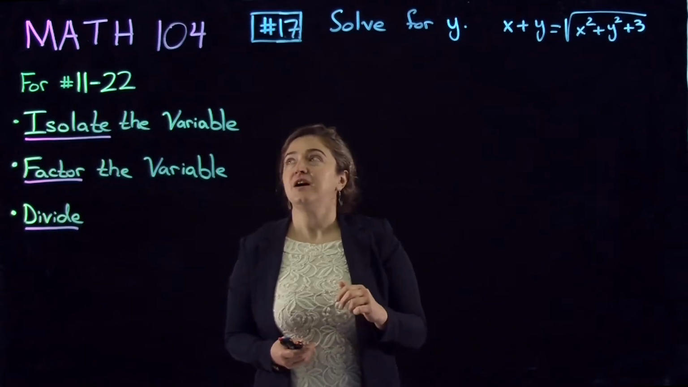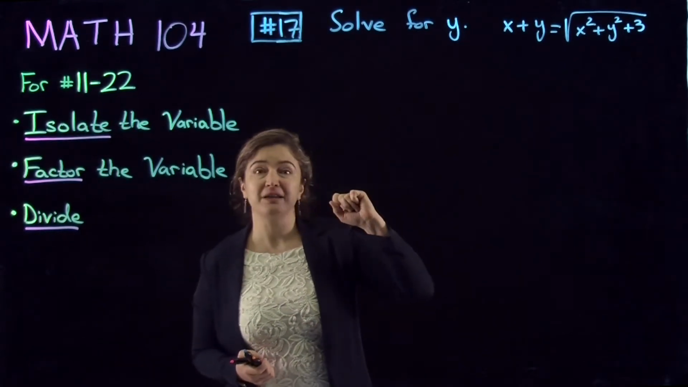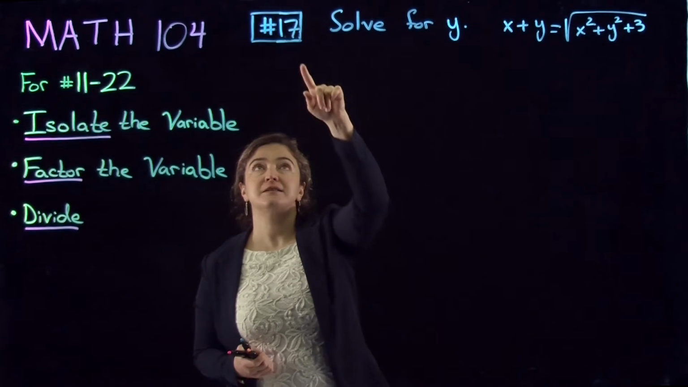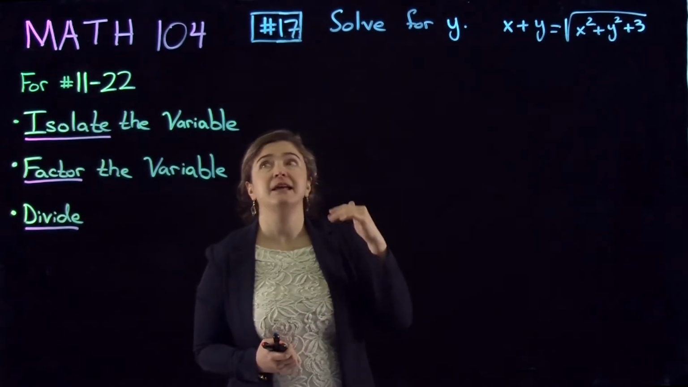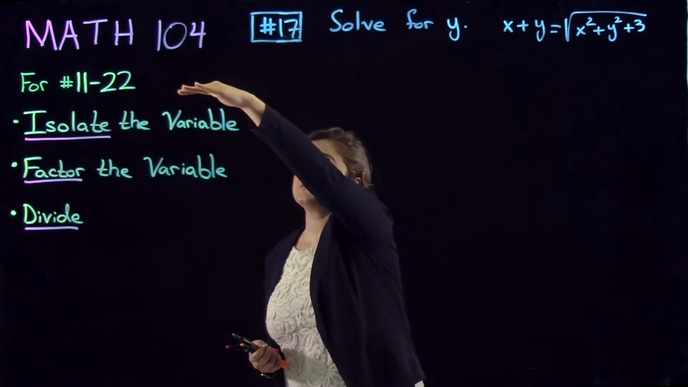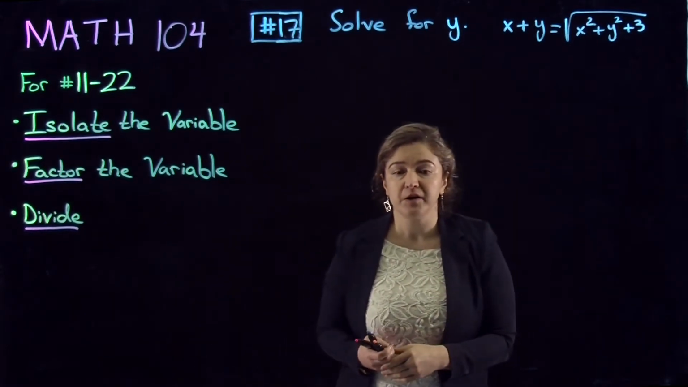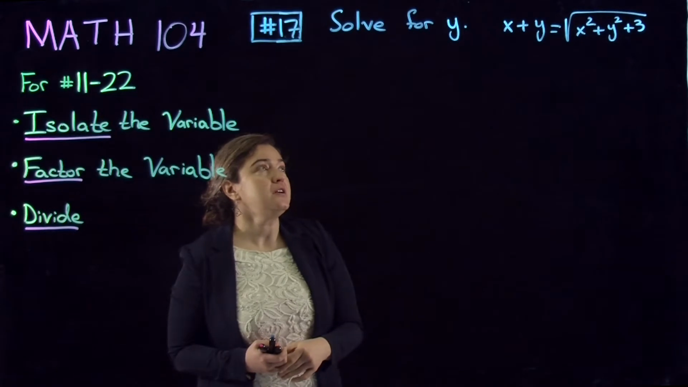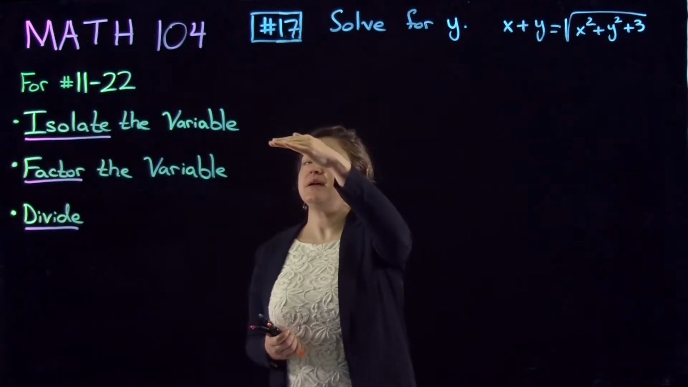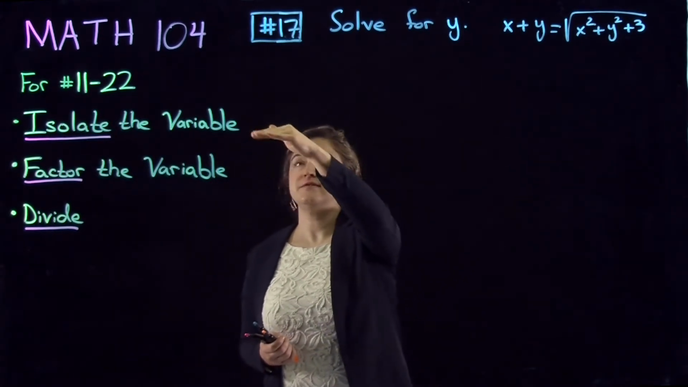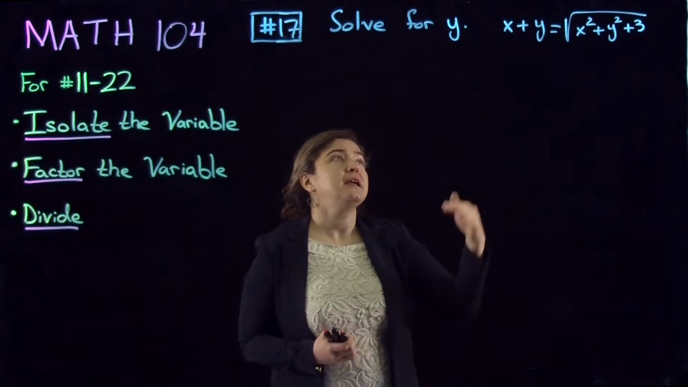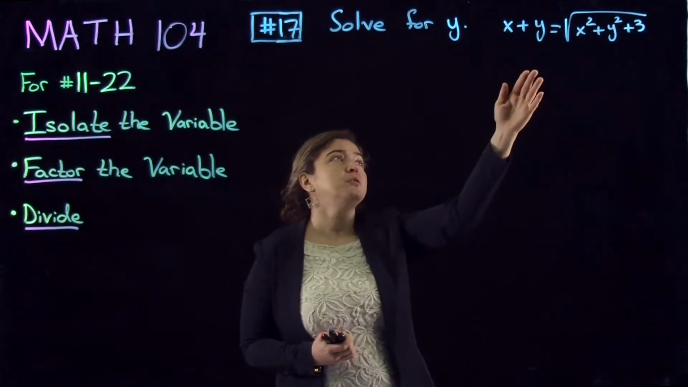So we're continuing on our gateway questions for Math 104. This is number 17, again out of the pool of questions from 11 to 22, which you're solving for a certain variable. Here, the first step, as usual, is isolate the variable. And how do I isolate the variable?